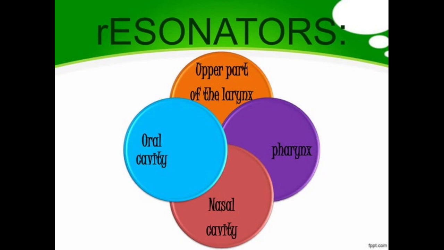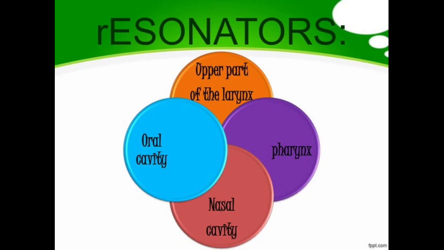The resonators work by changing the shape and size of the vocal tract, which affects how the sound waves bounce and resonate within it. Different resonators have different effects on different frequencies of sound, depending on their shape and volume. For example, the pharynx amplifies low-frequency sounds, while the mouth cavity amplifies high-frequency sounds. The resonators can also be adjusted by the speaker to produce different sounds or effects.